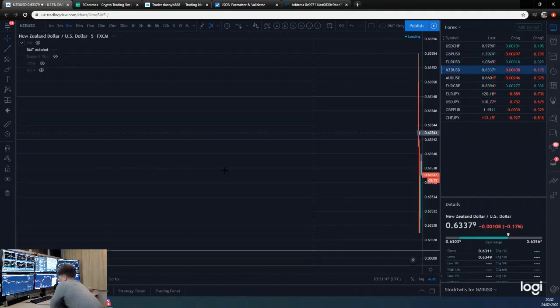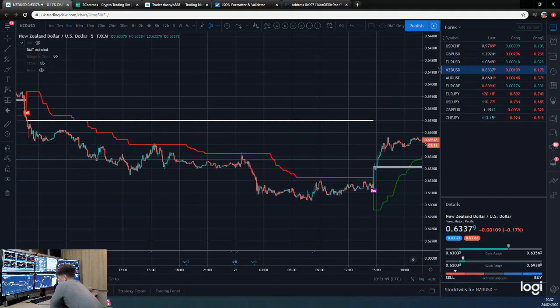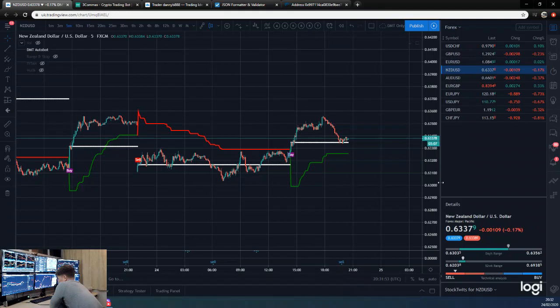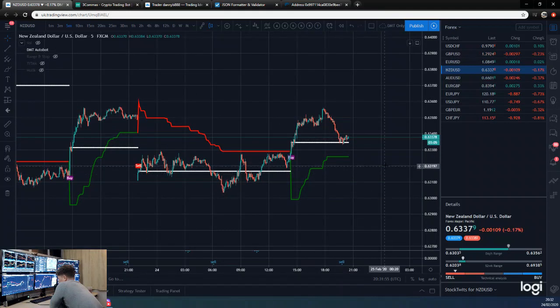Right, New Zealand dollar, US dollar. So what do we have? I think we maybe looked at this, did we? We looked at a similar pair into this. So we had a buy, we're testing that entry again. I will be looking at a long in this trade, look along in this again.